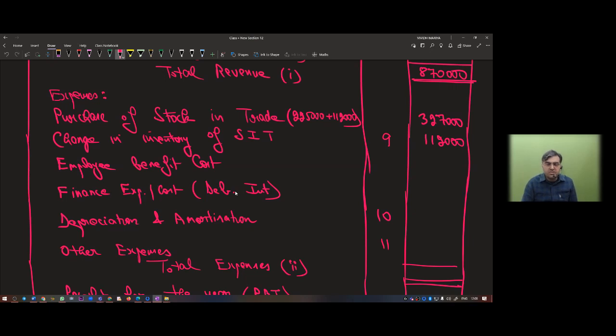Employee benefit cost and finance cost. Now the working notes have increased. Finance cost, there is one another item as well. So there is some change. We are making one more working note, then one more working note, then one more.